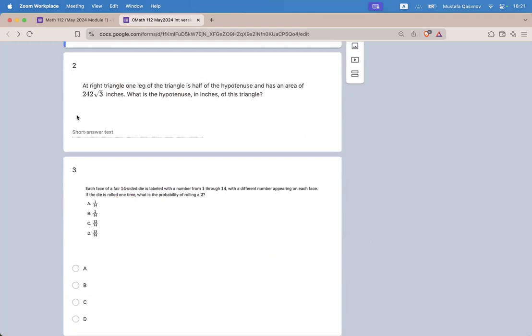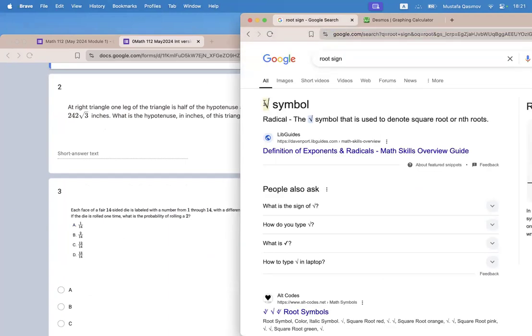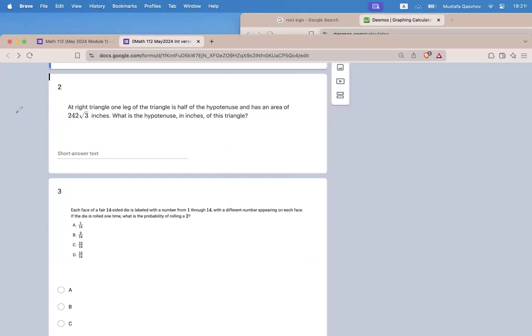For the second one, we have a right triangle like this. It says that its hypotenuse is twice its legs. From here, we can write it like that: A, 2A. So if it is like that, it is a 30-60-90 triangle, so the other leg is A square root of 3.